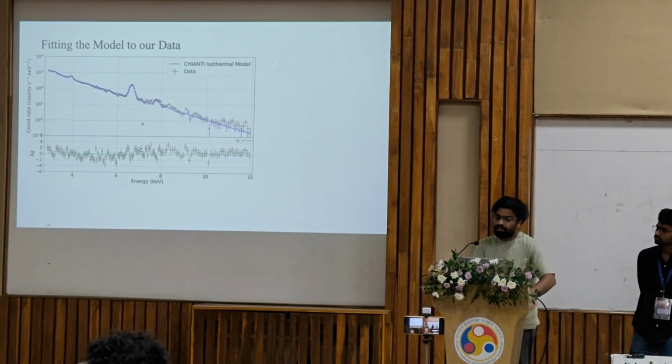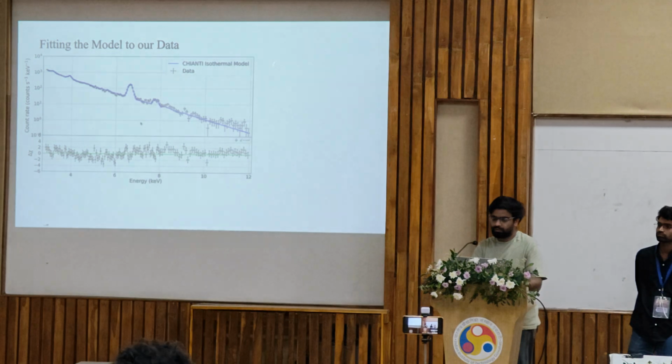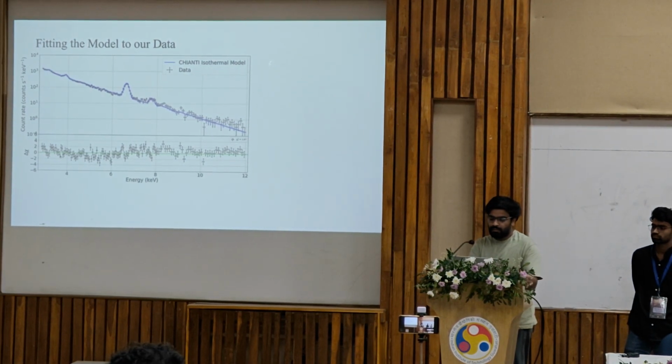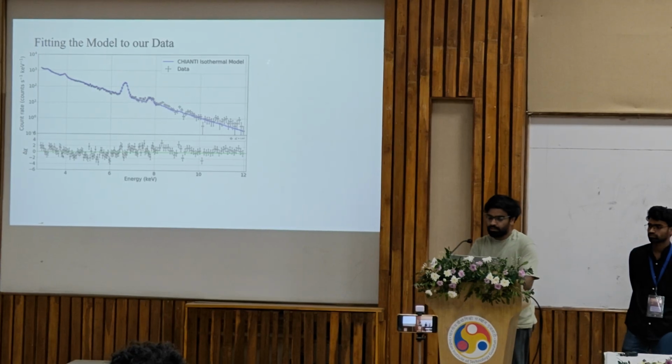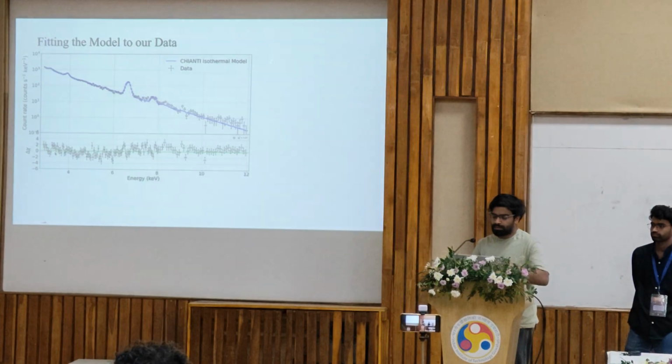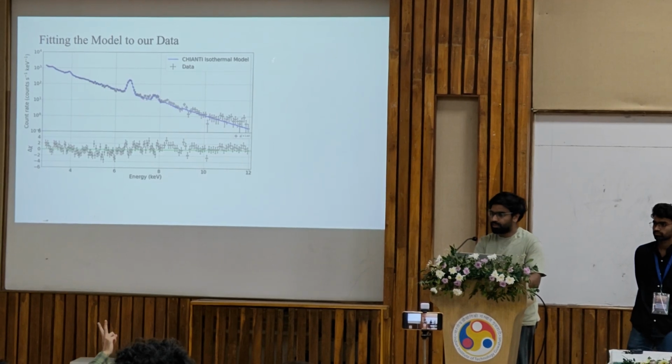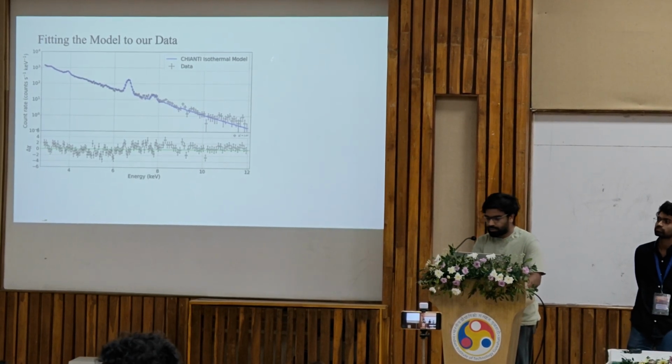Also, to check whether the data is fitted, not just by visualizing, we also use the chi-square values, with delta chi plotted against the energy values. You see the data has been properly fitted, and we have a very good chi-square value, which is 1.67.